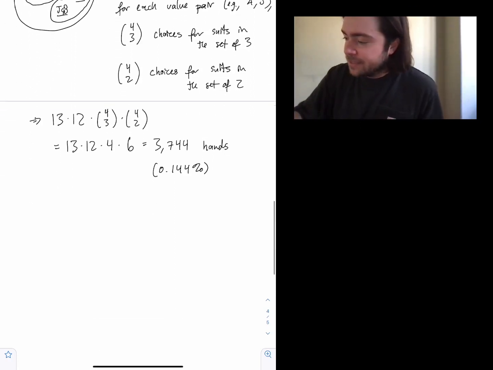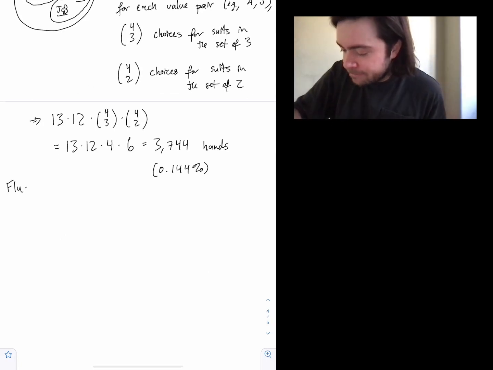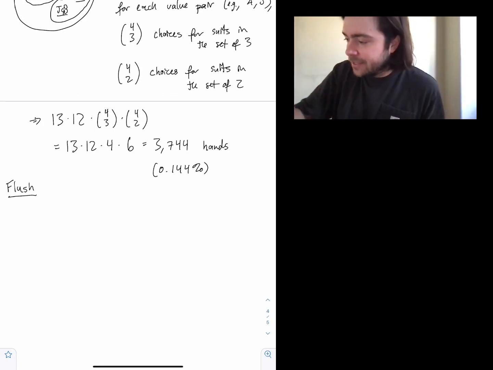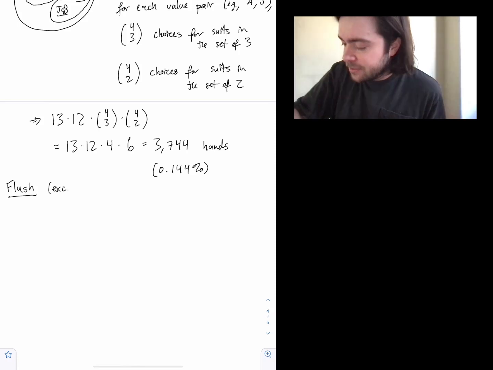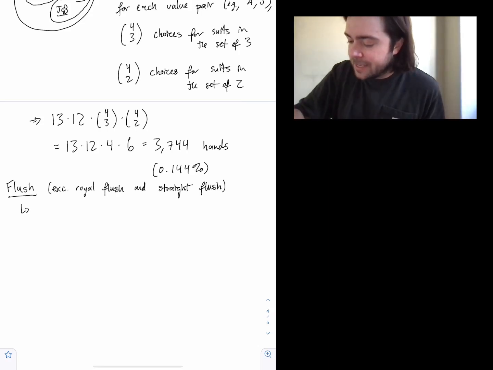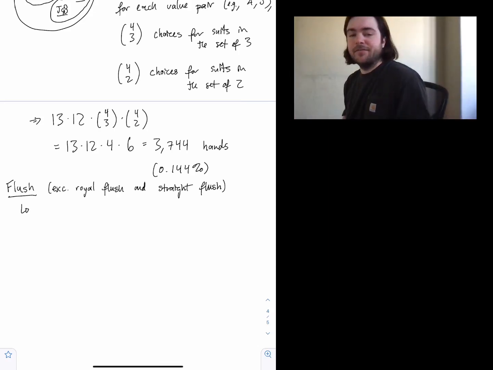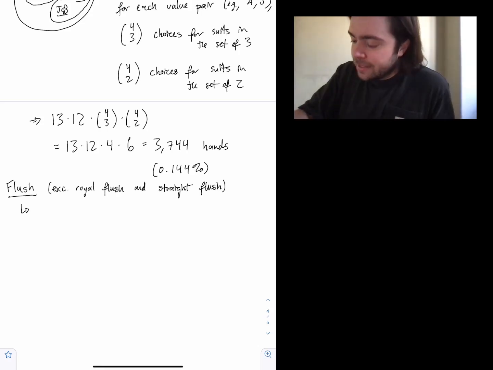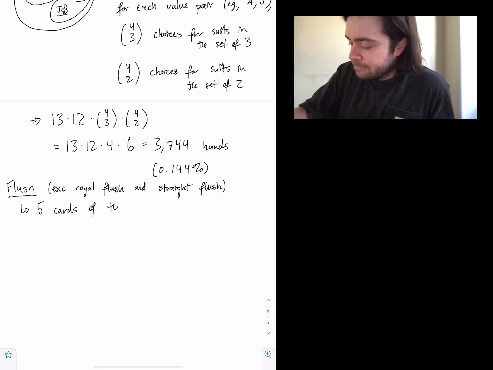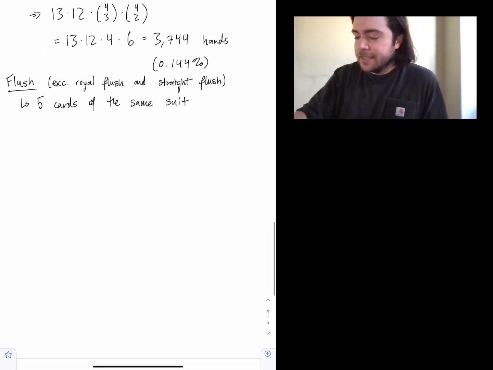All right, next one is the flush. We've kind of already talked about this. And of course, this is excluding the royal flush and the straight flush. Okay, we already dealt with those. So these are hands that are, at best, called a flush, nothing better. Okay, and this is just 5 cards of the same suit. So how do we count this?